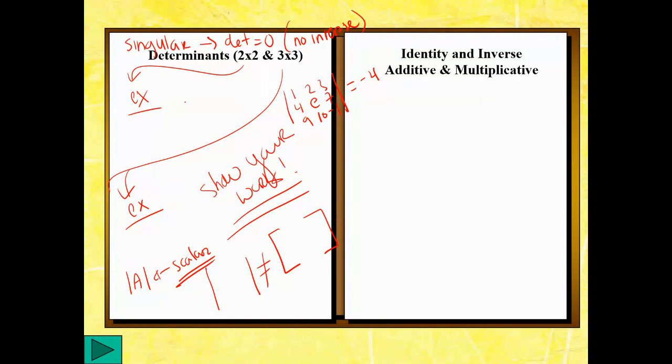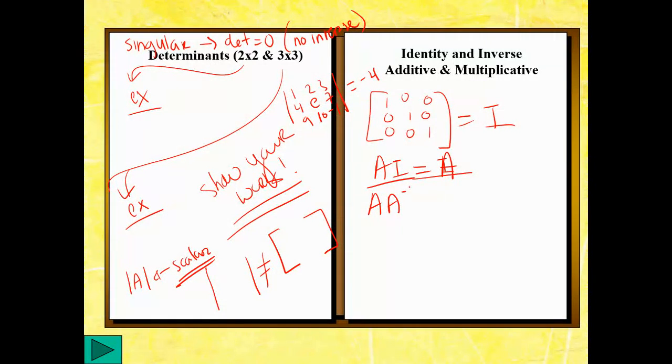Then we talked about the identity and the inverse, both multiplicative and additive inverse, right? So the identity matrix is the one that has 1s along the main diagonal and 0s everywhere else. And if you multiply anything by the identity matrix, it keeps its identity, right? That's going to equal A, right? Or if I multiply something by its multiplicative inverse, I'm going to get I. This is the multiplicative inverse. It's just like multiplying 3 times 1/3, and I get 1.